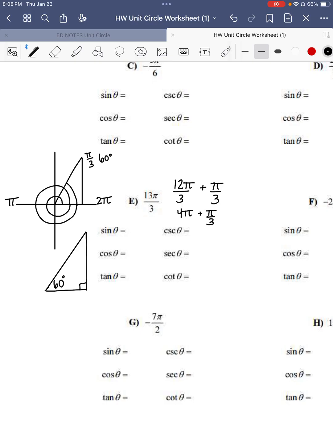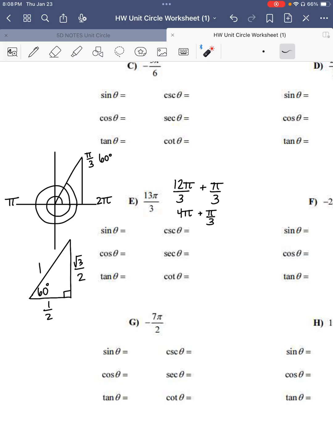I know that if my hypotenuse is 1, this is 1/2, and this side length is root 3 over 2. Okay, well, if I want the sine, opposite over hypotenuse, root 3 over 2 divided by 1 is just root 3 over 2. It's just the y value. Cosine's the x value. Cosine is adjacent over hypotenuse. A half divided by 1 is just a half.